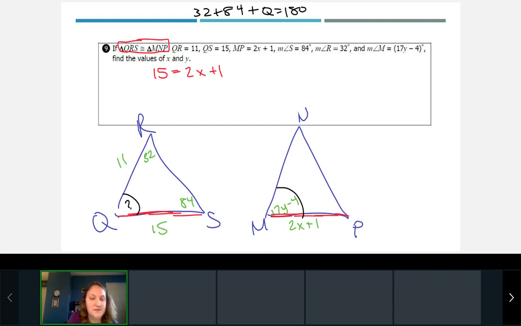If your calculator starts talking to you, go talk to your learning coach. It shouldn't actually be talking to you.